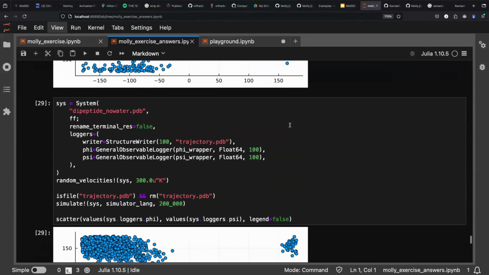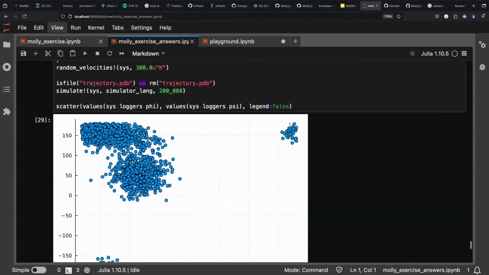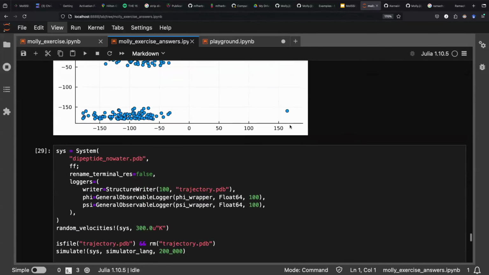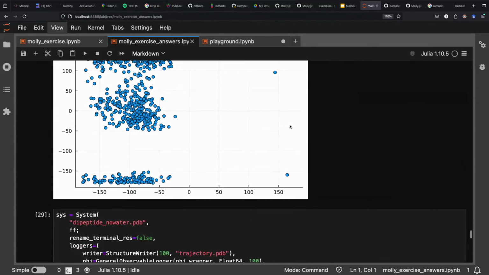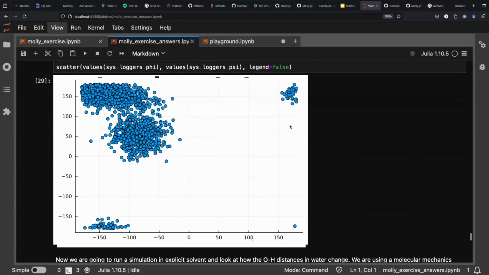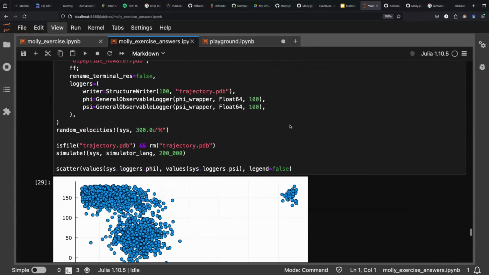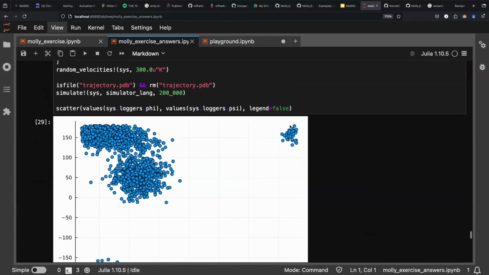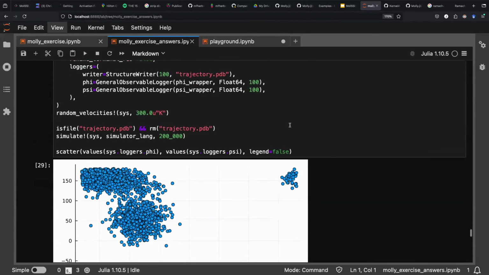And then we can run again without the implicit solvent, so this is now a vacuum simulation. So this isn't really particularly physical, I guess, unless you had a molecule floating through space. And you see that it's a bit more spread out, but it still kind of samples the similar region.